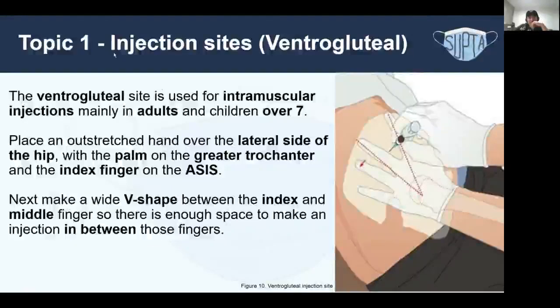Now, I was told to give some clinical relevance to these anatomical sites.